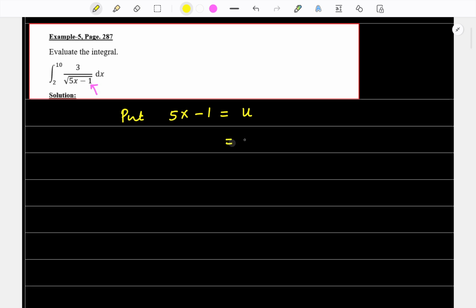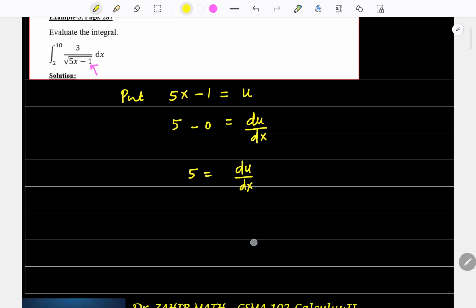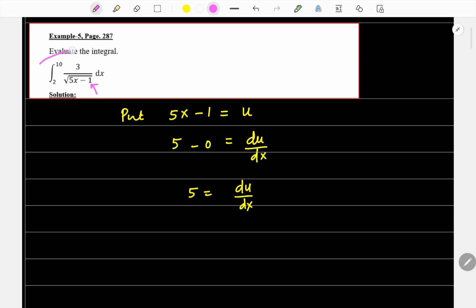If I call this u, the next step is the derivative. You are going to take the derivative of u with respect to x. What's the derivative of 5x? It's 5. And what's the derivative of 1? It's 0. So 5 equals du divided by dx. Now look at the question. You need to convert all the integrals in terms of u. That is very, very important, right? There is a dx, and the number 3 is a constant, no need to worry. You just concentrate on the variables, right?